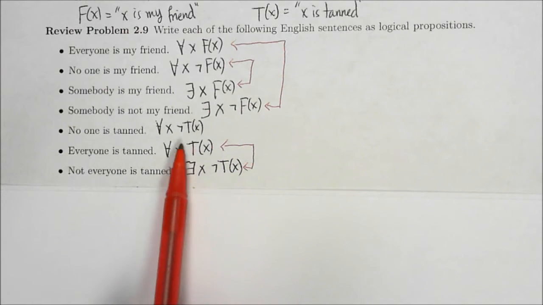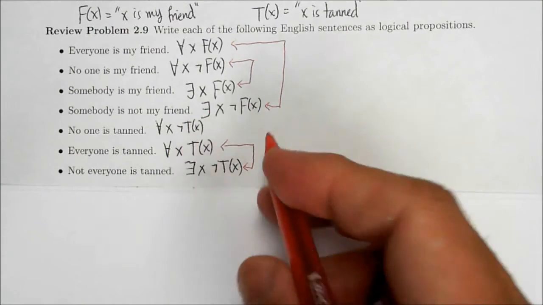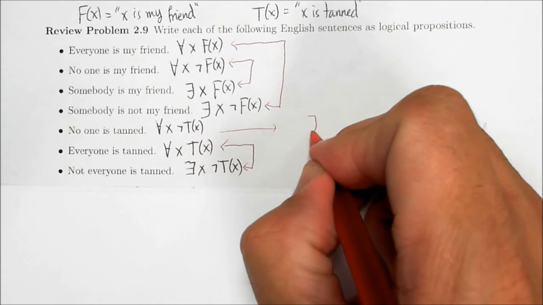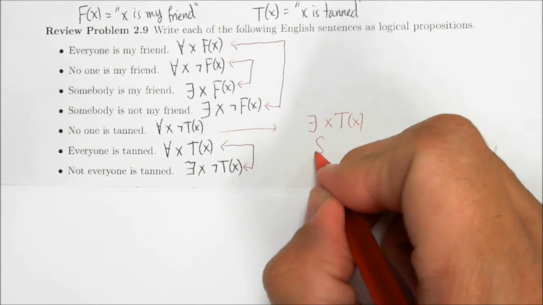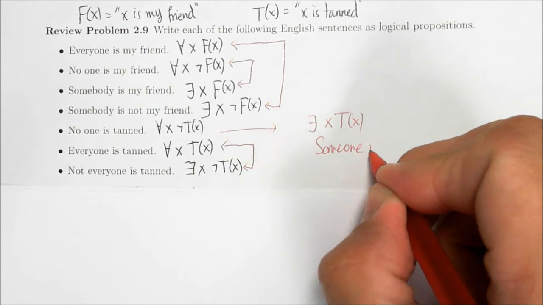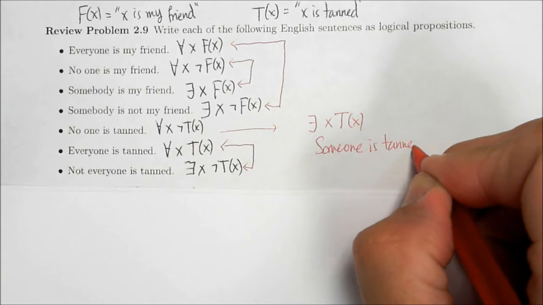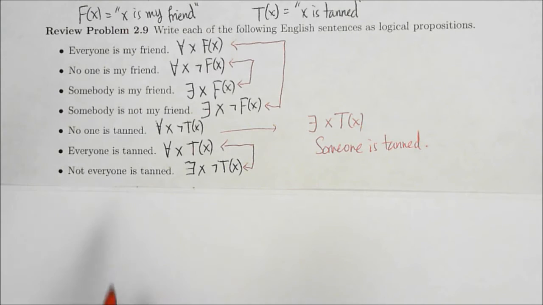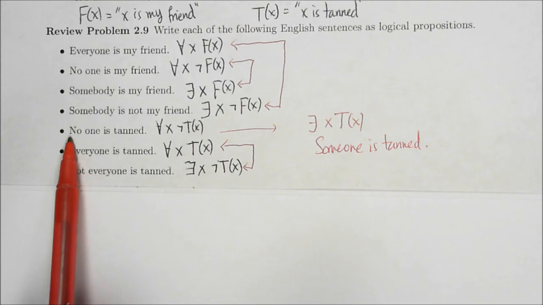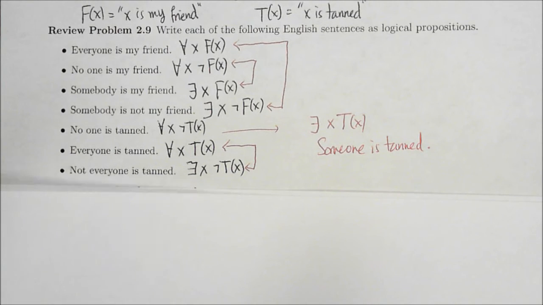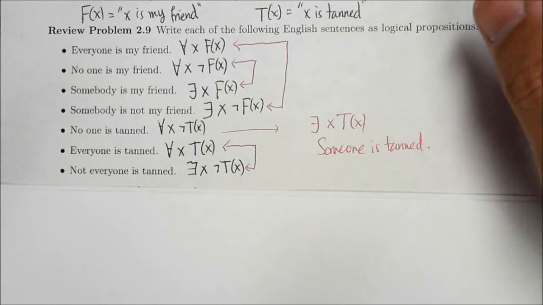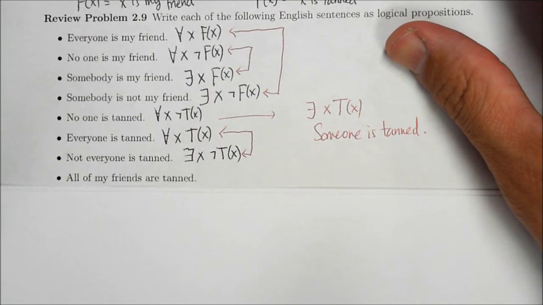Clearly those are negations. The negation of this statement would be there exists an x such that t of x. In other words, someone is tanned. So the negation of no one is tanned would be that someone is tanned. And so that would be the negation of that statement. Okay, the next few are a little bit more complicated, so we'll take these one at a time.